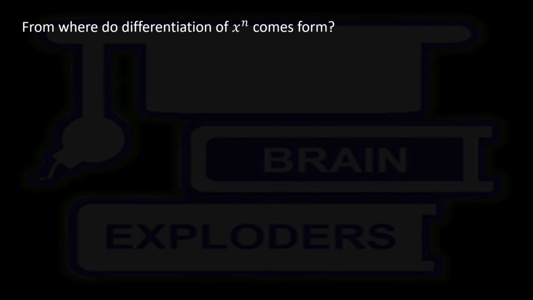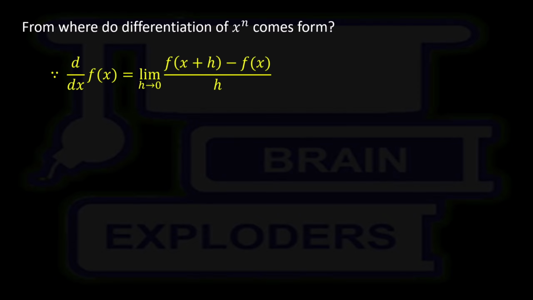From where does this differentiation of x raised to the power n come? Let us see. We know that the differentiation of any function f(x) can be found by the first principle, that is limit h tending to 0 of (f(x + h) − f(x)) over h. So if we have f(x) equals x raised to the power n, we can say that f(x + h) is equal to (x + h) raised to the power n, right?